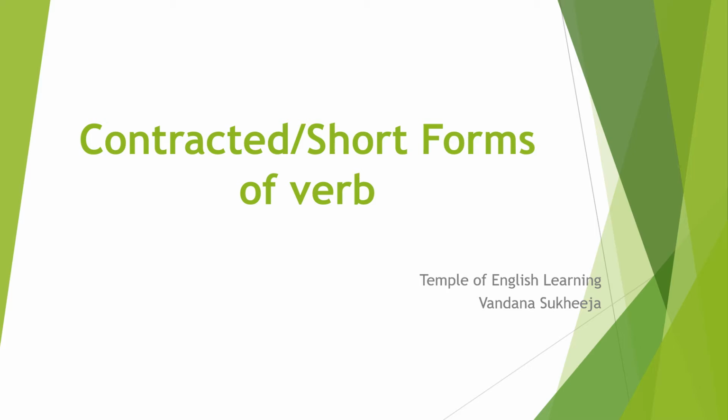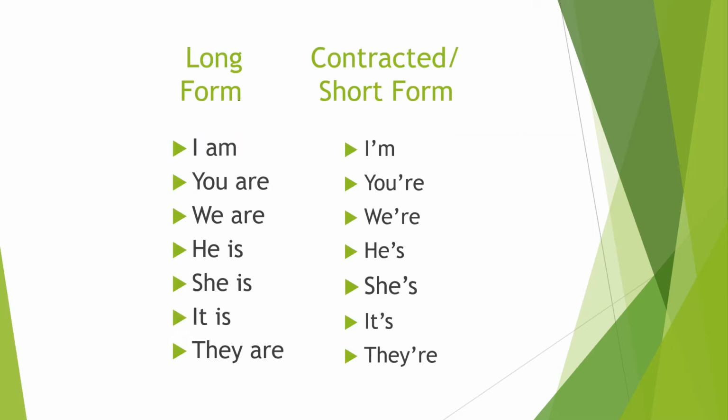As we do the examples, you will come to know how they perform the function, how they are helpful in our communication. Right? So let's begin. On my left side are the long forms, and on my right side are the contracted forms. You will see first I have written the pronouns: I, you, we, he, she, it, they, and then there is the verb. Okay, I am, you are, we are. And here is the short form.